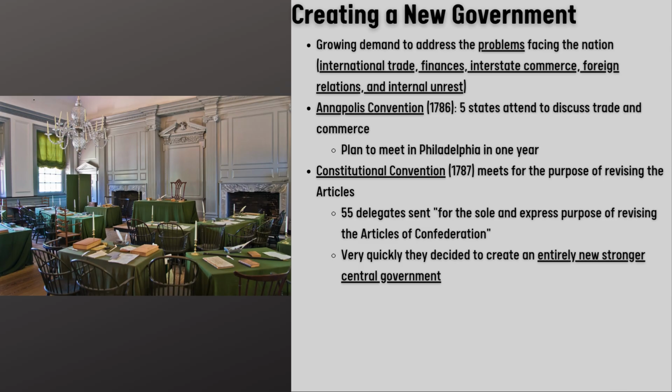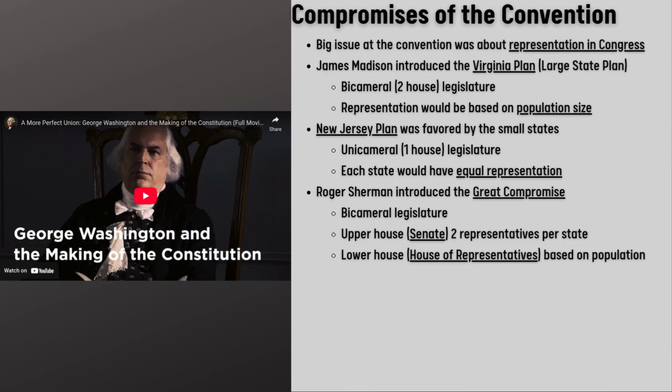Let's now look at the compromises that emerged from this convention. These compromises shaped the legislative structure that we have today. Our first key point revolves around the debate over representation in Congress. James Madison introduced the Virginia Plan, which proposed a bicameral legislature with representation based on population size. This plan appealed to larger states as it would give them more influence.